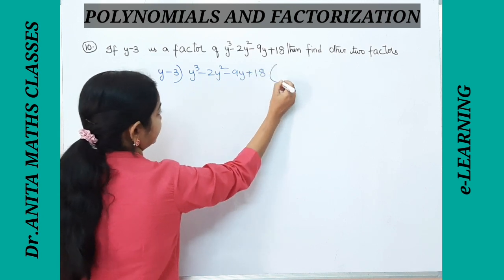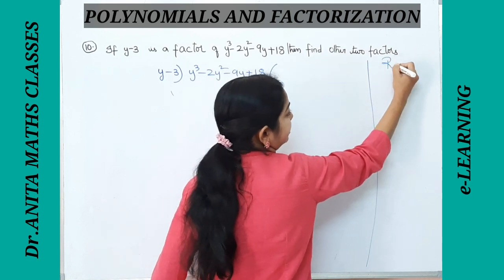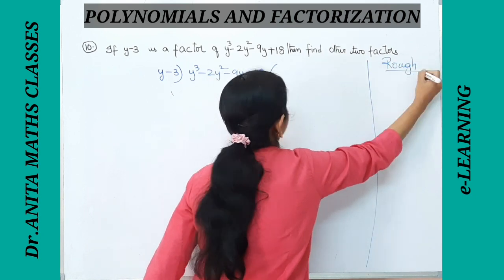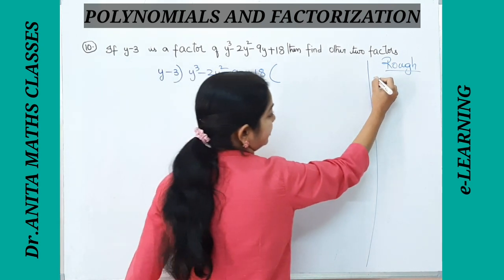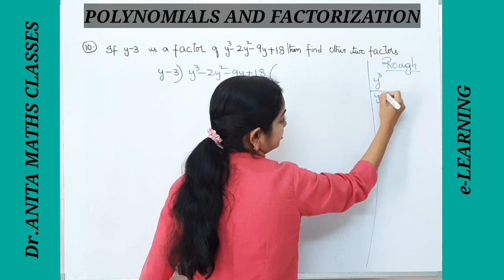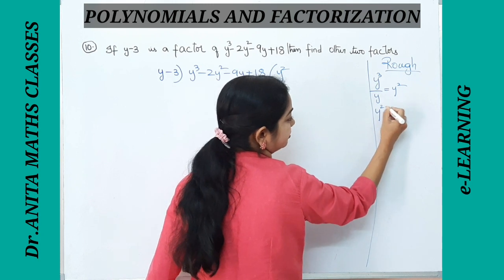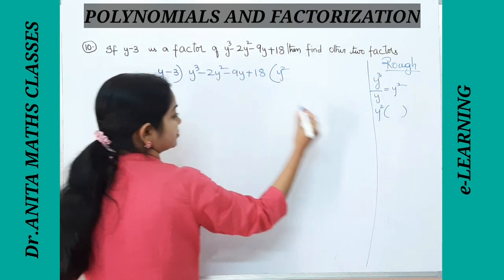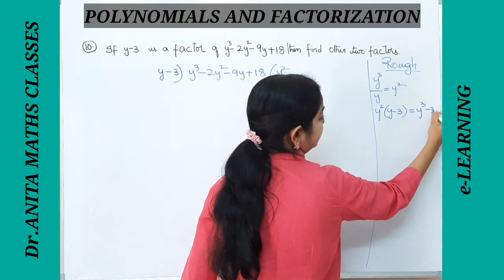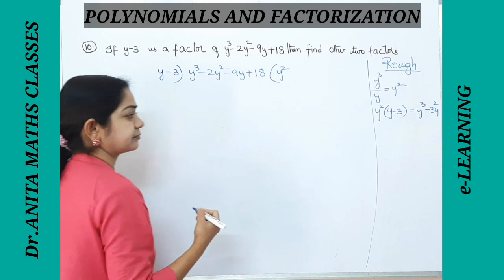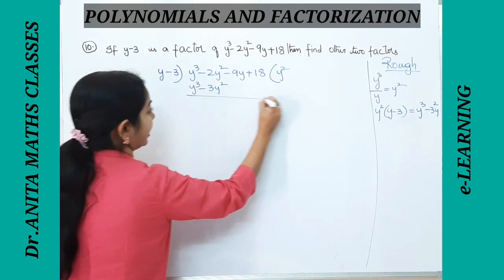Now we will start with the first term of the dividend in the rough part. First term of the dividend divided by the first term of the divisor, y cube by y, comes to y square. Y square is the quotient, and you need to multiply y square with the divisor, that is y minus 3. So y cube minus 3y square. Write it down here, and subtract.